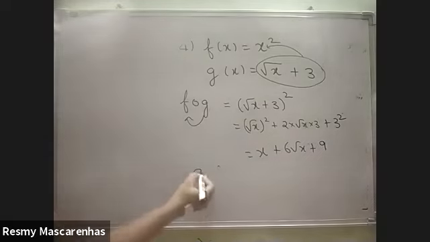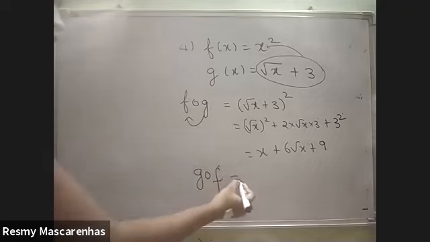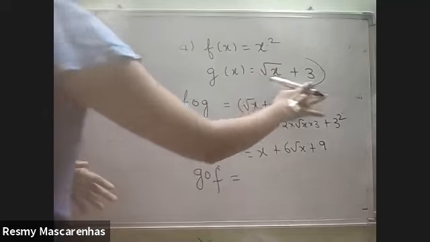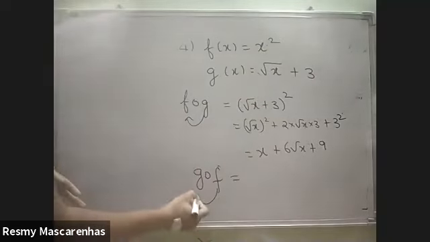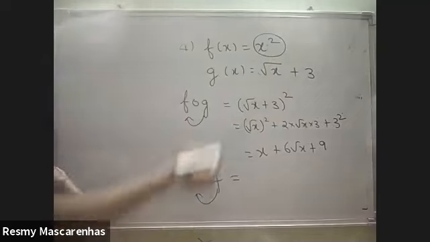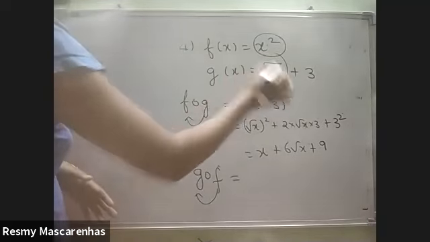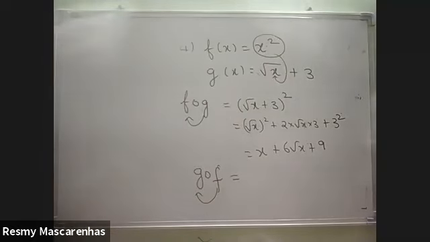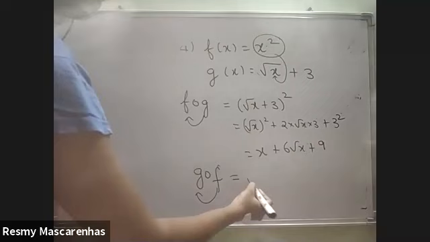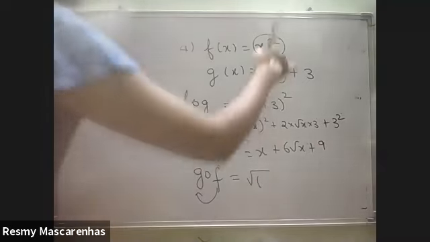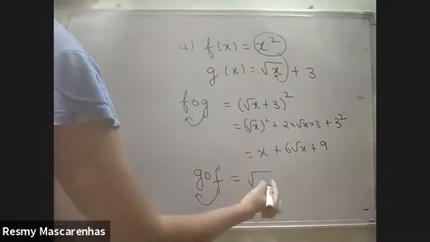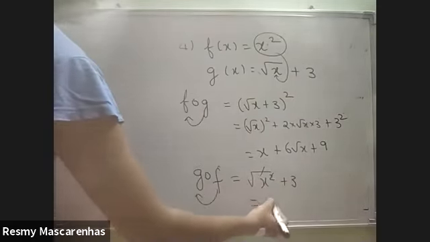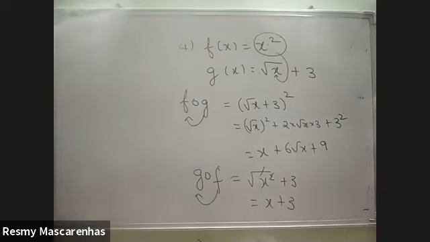Then find g of f. F will go in G. So wherever there is x, it will go. This full thing will go wherever there is x. Instead of x, what will come up? x square. Answer will be x plus 3.